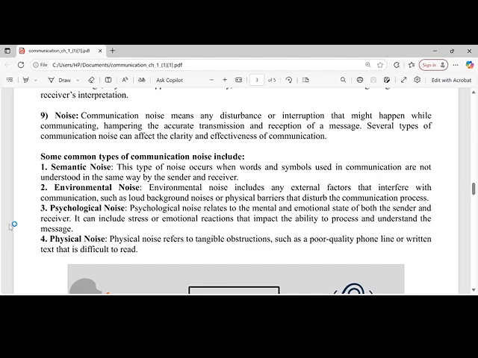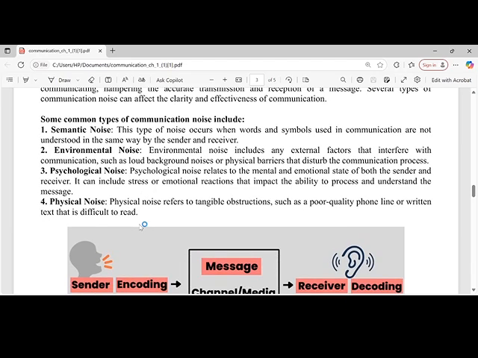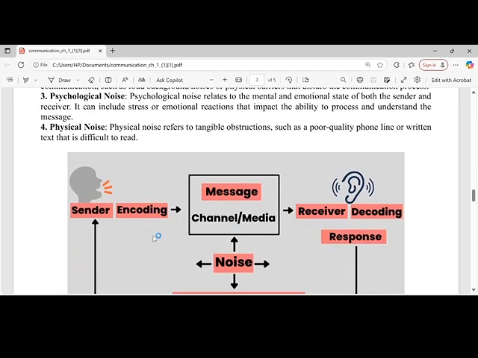So the messenger or the communicator or the sender should know about his audience, what kind of language they speak, what kind of language they understand. Then there is environmental noise. Environmental noise are external factors such as background noises, physical barriers. Psychological noise is the emotional and mental state of both the sender and the receiver, which includes stress, emotional reactions. All these also impact the process and understanding of the message. Physical noise is the tangible noise like poor quality phone line, written text, that is handwriting problem. All these are physical noise.